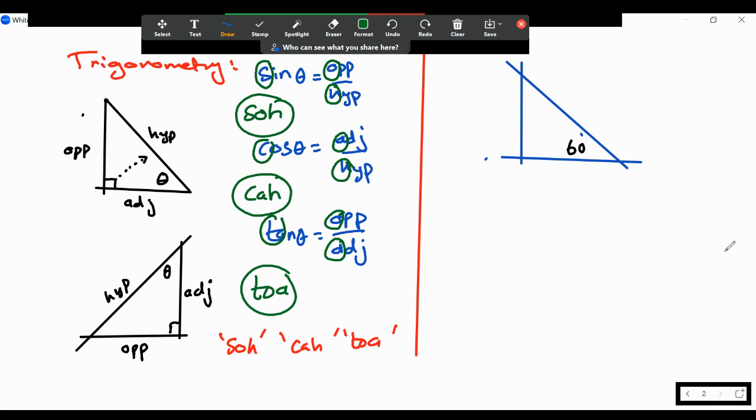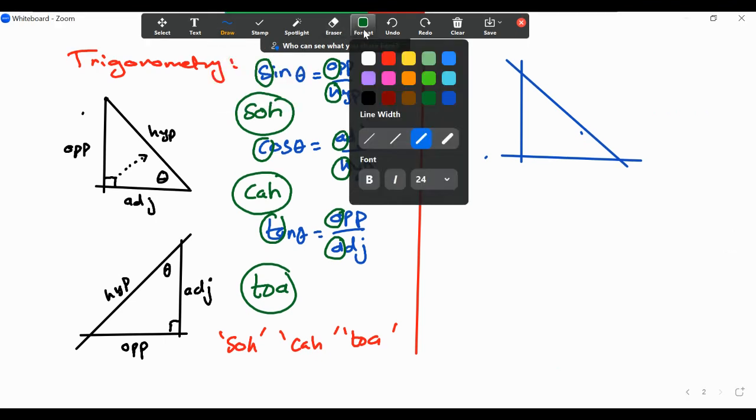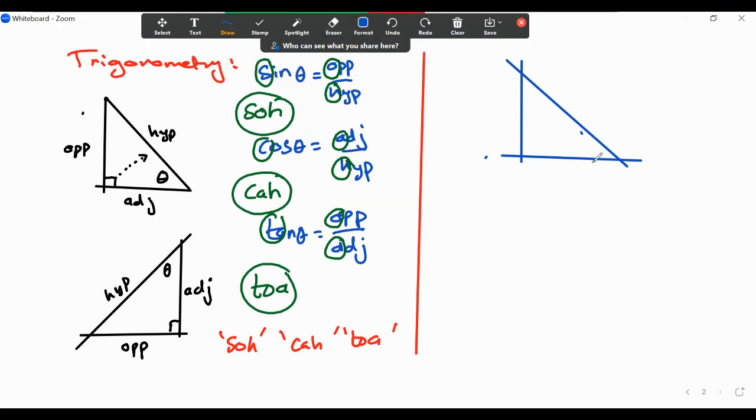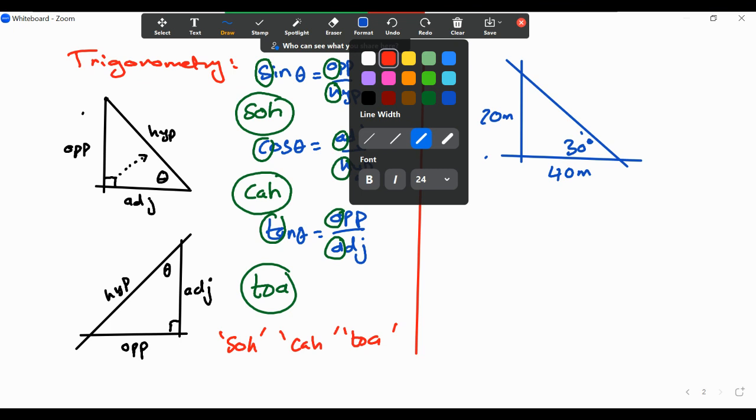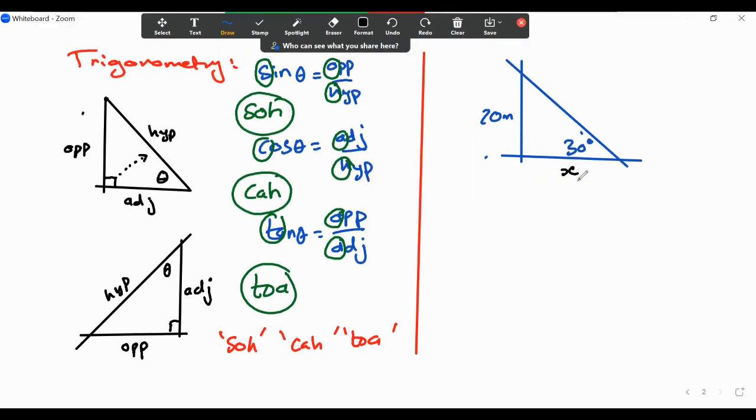Let's have a look at another one. Let's suppose I have the angle 30 degrees again, and I'm given the opposite side to be 20 meters and the adjacent side over here to be 40 meters. Well, we want to find one of them. So let's suppose I don't know this length here. Let's label it. That is my opposite side.